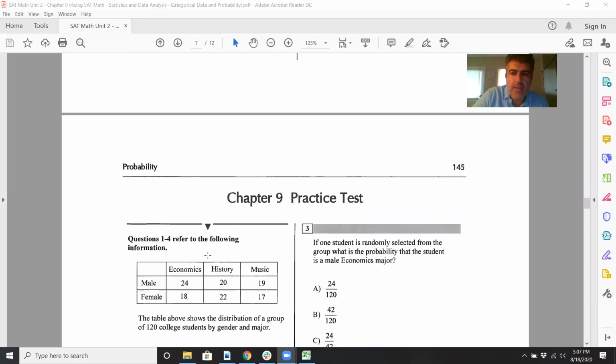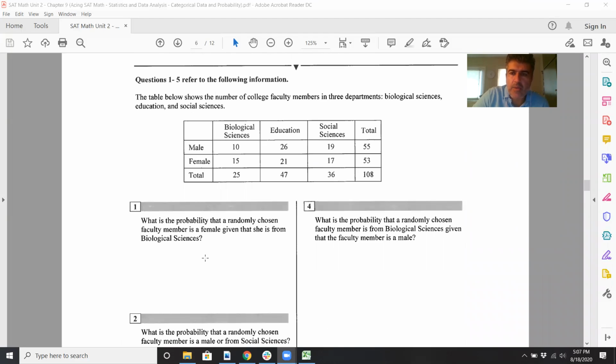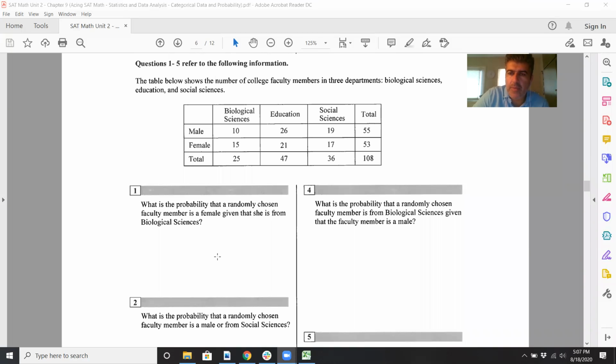Okay, so I'll call on whoever I see in my roster here. Alexa, I see you, so I'll have you help me out. What is the probability that a randomly chosen faculty member is a female given that she's from the biological sciences? So I'm only going to focus on the biological sciences, and it has to be a female. What do you think my probability would be here, Alexa? 15 out of 25. There you go, that's it.